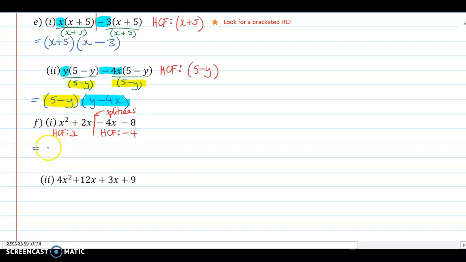So here I'm removing out that factor of x, and what I'm left with: x squared divided by x is x, 2x divided by x is 2. Okay, and then dealing with the right-hand side there, -4x divided by -4. The -4 goes out the front, and I'm left with 1. And then -4 into -8 gives me positive.